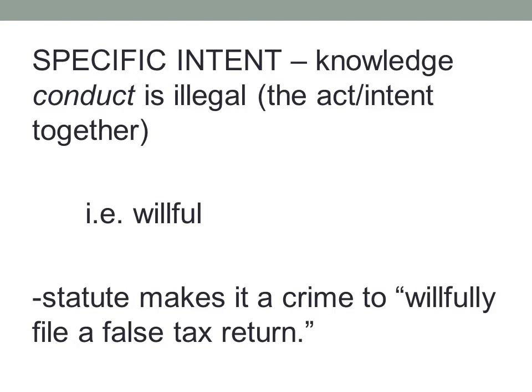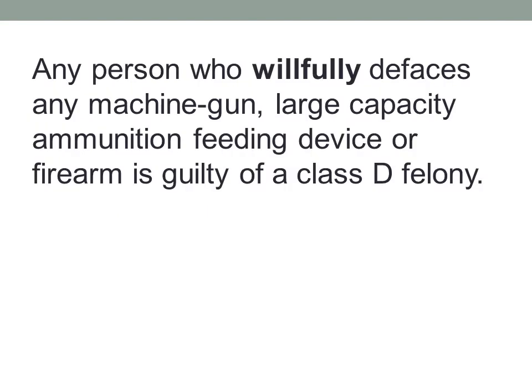There's one more type of specific intent, and that's when you have knowledge that your conduct is illegal and you do it anyway. And we call that term willful. When you willfully act, you're doing it intentionally, but you're doing it and you know it's illegal. Let's say, for example, a statute makes it a crime to willfully file a false tax return. You know you have to file your taxes, but you don't, right? Willfully. Any person who willfully defaces any machine gun, large capacity ammunition feeding device, or firearm is guilty of a Class D felony. So you are defacing, maybe taking serial numbers off, and you're doing it willfully. You know what you're doing is illegal.